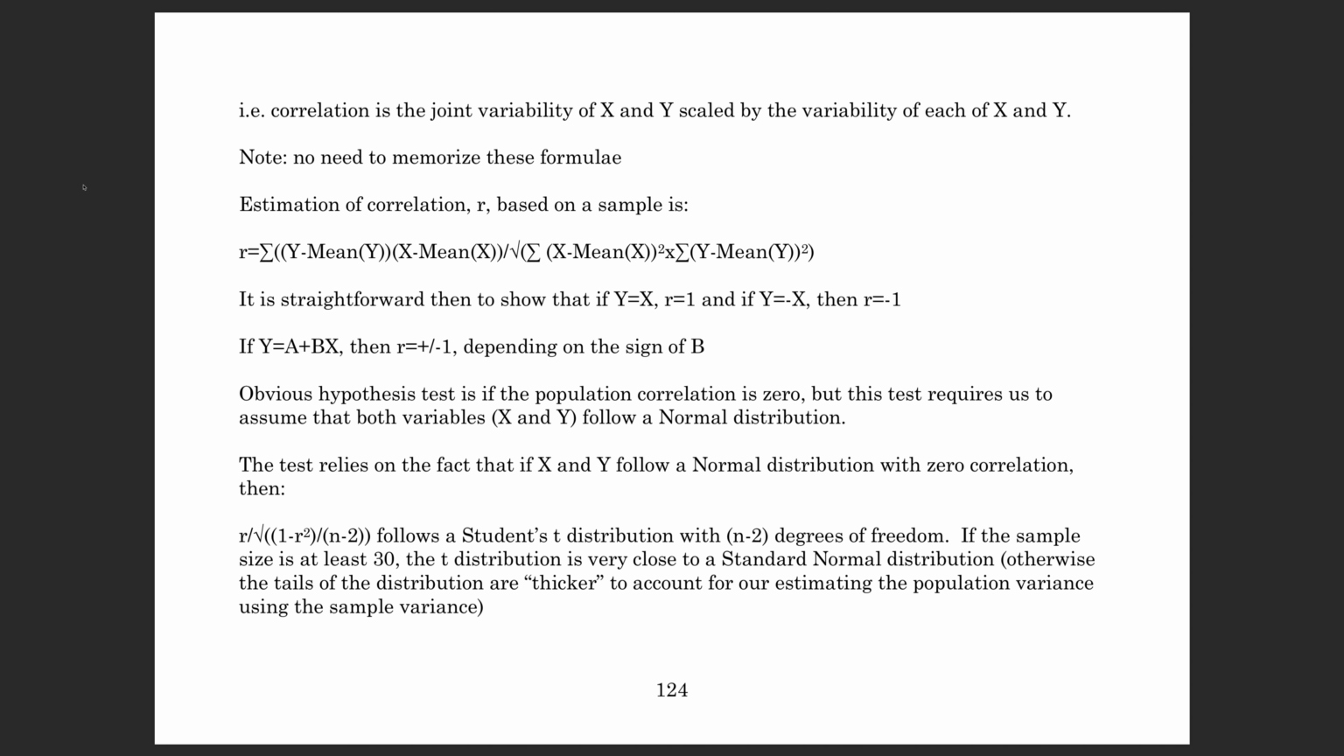So the obvious hypothesis test is to test whether the population correlation is 0, but the standard test of this requires us to assume that both x and y follow a normal distribution. So if x and y follow a normal distribution with 0 correlation, then R over the square root of (1 minus R squared) over (n minus 2) follows a Student t distribution with n minus 2 degrees of freedom. So if we have a sample size of at least 30, the t distribution is pretty close to a standard normal distribution, and so we can do this test.